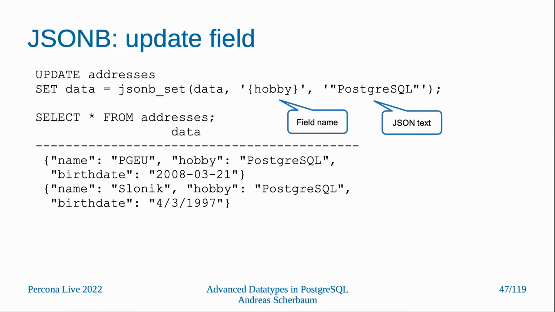Sorry. I can also update the field, again using JSONB set. So I'm specifying what field name I want to update. And then my content, again, it has to be JSON text. That's why we have two quotes here. And then if we look at the result, you see we updated from hobby databases to hobby PostgreSQL.